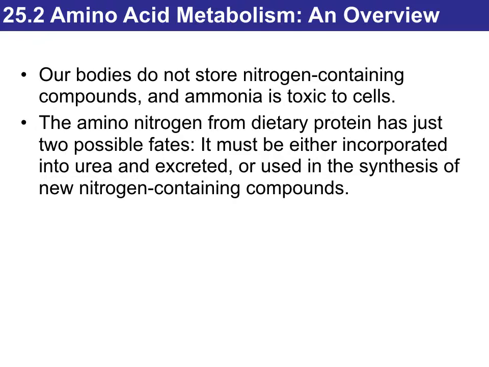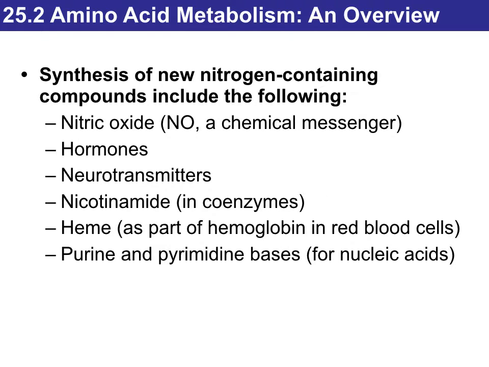So they have to just get removed. There are some different paths. The amino nitrogen from the protein can go two different ways. It can either be incorporated into urea to be excreted, or it can be used in the synthesis of new nitrogen-containing compounds. Those are nitric oxide, NO, a chemical messenger or hormone; neurotransmitters; a coenzyme found in nicotinamide; heme, which is part of the hemoglobin found in the erythrocytes or red blood cells; and also the nucleic acids, such as the making of the bases purine and pyrimidine.